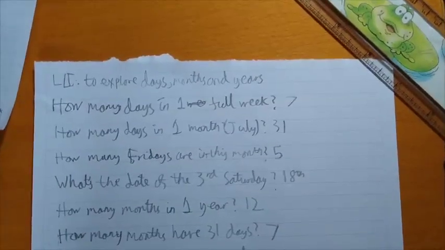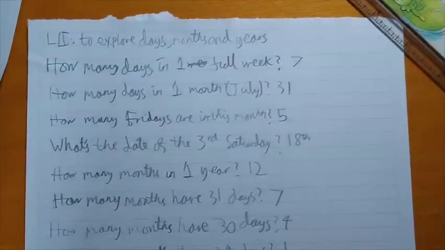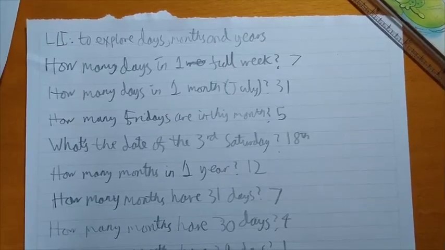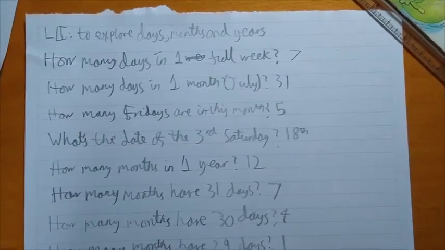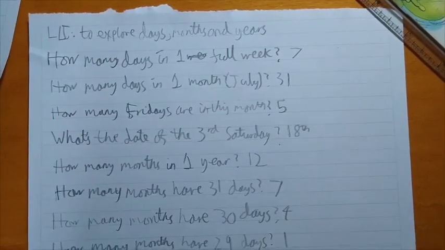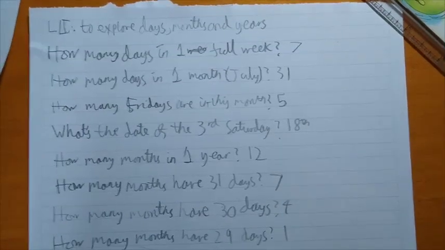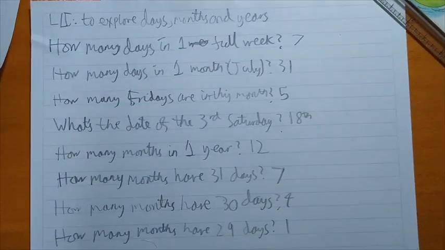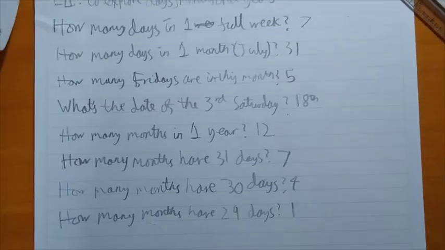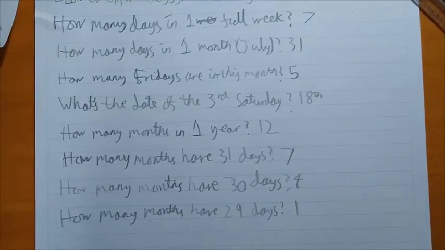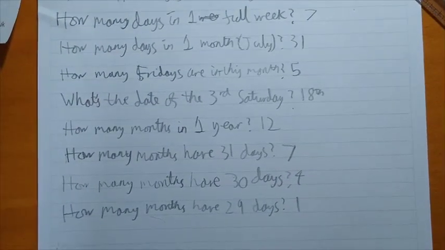So just to go through the answers to the questions. How many days in one full week? There are 7. How many days in 1 month? In this case being July, there are 31. How many Fridays are in this month? There are 5. What's the date of the third Saturday? 18th.